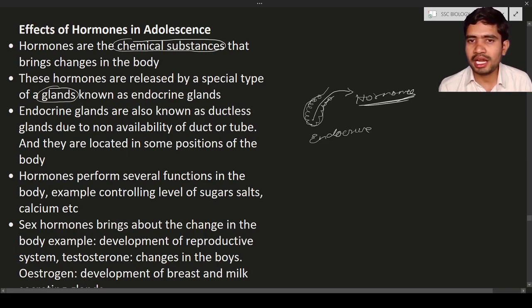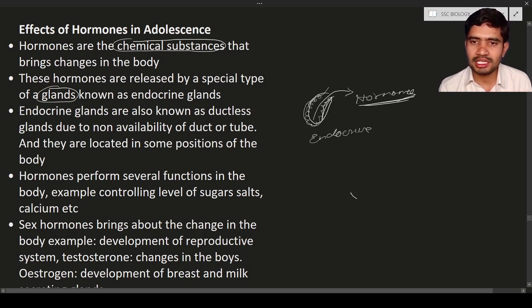So why are these glands endocrine? We are calling them ductless glands. Why do we call these glands ductless glands? Because if you see here, there is no tube. Only the gland is there, but there is no tube. If the tube or duct is absent, such kinds of glands are known as endocrine glands.